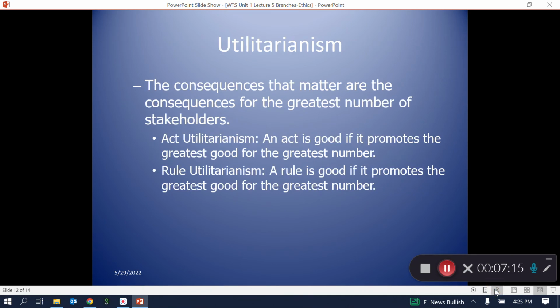Utilitarianism agrees that the consequences matter, so utilitarianism is a form of consequentialism. But it insists that we should seek the greatest good for the greatest number. This is a popular idea. It's probably the fundamental moral ideal of American culture. And there are two kinds of utilitarianism. Act utilitarianism says an act is good if it promotes the greatest good for the greatest number. And rule utilitarianism says we should have rules in place that promote the greatest good for the greatest number.